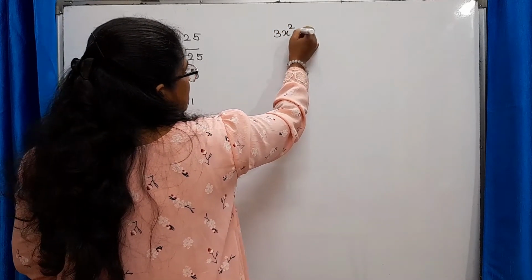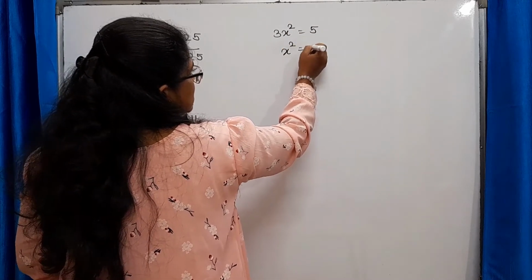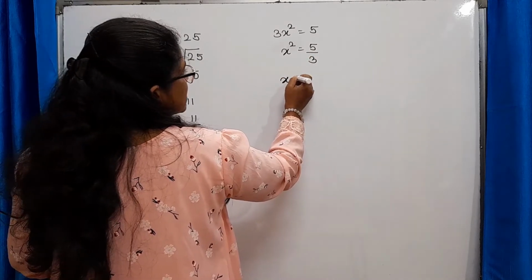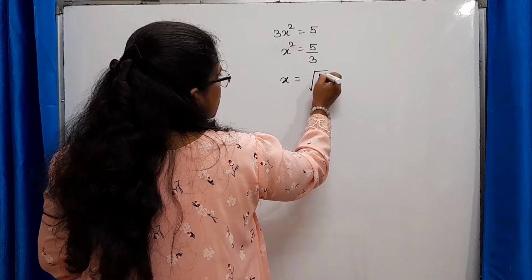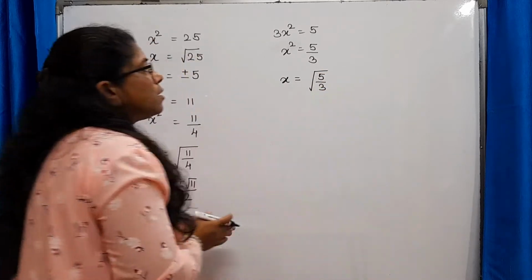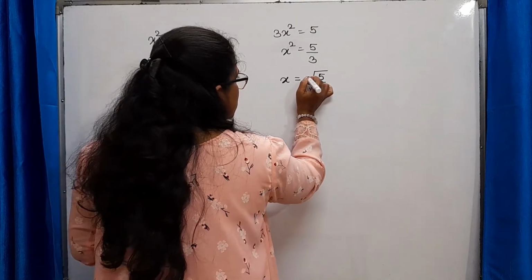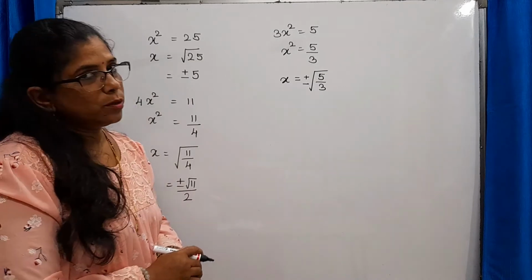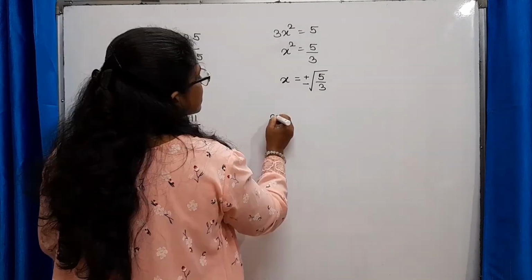3x square is equal to 5. So x square is equal to 5 upon 3. So in this case, x is equal to square root of 5 upon 3. Now 5 and 3 are not perfect squares. So what we have to say? Plus or minus square root of 5 upon 3. This is the answer. Okay. One more example we'll check.